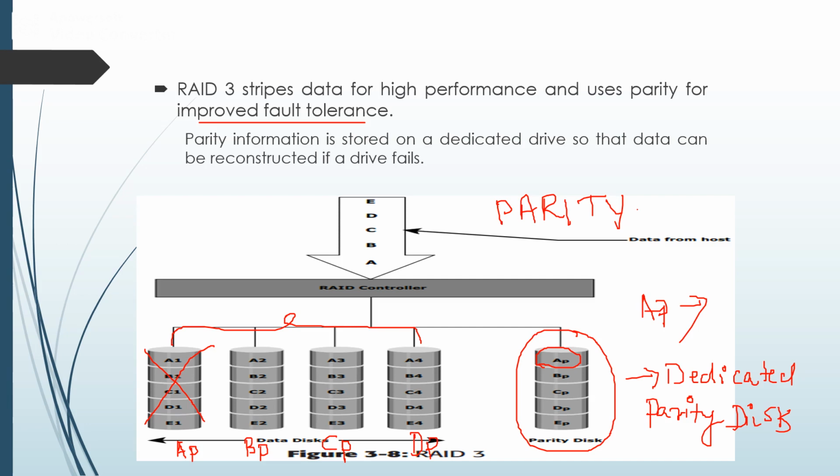Similarly, suppose the parity disk itself is failed. Once again, I can calculate the parity value from the different disks.